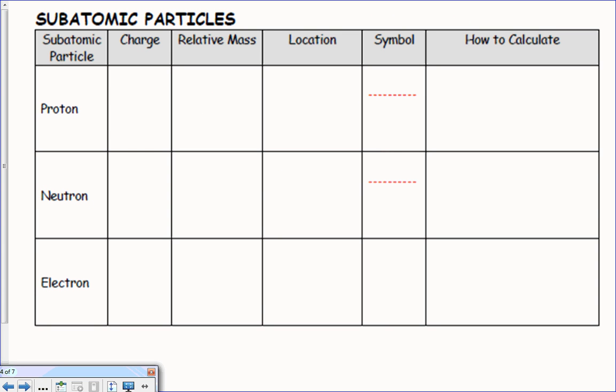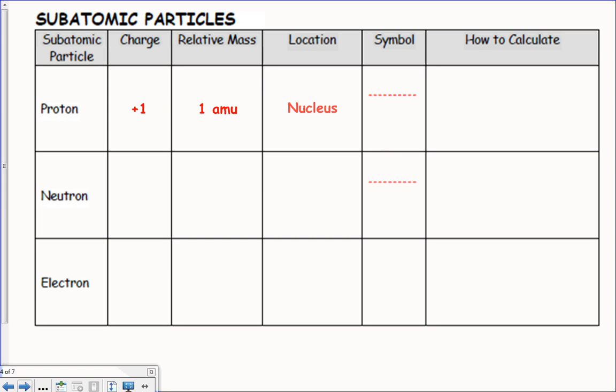So there are some subatomic particles out there. One of the modern models of the atom shows that there are electrons, protons, and neutrons. So a proton has a charge of +1. Why? Well, because we assigned it a charge of +1 through our experimentations. It has a relative mass of 1 AMU. What do you think an AMU is? It's an atomic mass unit. So we defined a proton as being 1 AMU.